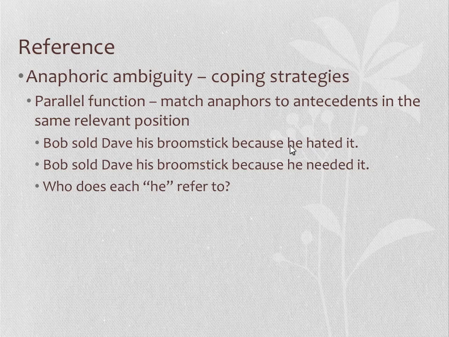So Bob sold Dave his broomstick because he hated it. Bob sold Dave his broomstick because he needed it. So for he, here, they ask, who is the he? Is it Bob or is it Dave? But he hated it, he is the actor in the sentence. So you assume that it's Bob because Bob sold Dave, so he is the first actor in the sentence. But in the second sentence, most people say that Dave needs it. So it's difficult to understand this process because of the differences in parallel function here.